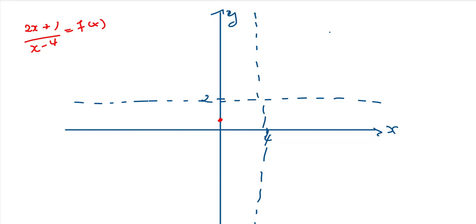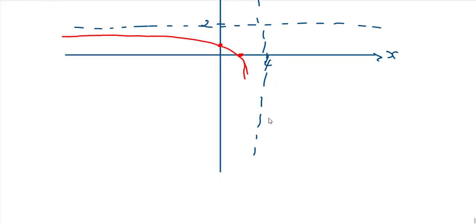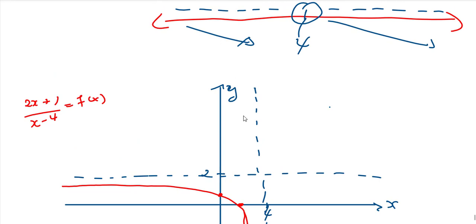And then when y was 0, x was negative half. So negative half is somewhere here. Now it means our curve will behave like this. From negative infinity it is gradually decreasing, and we continue decreasing right up to that value. The same thing will happen here, from 4 to positive infinity.